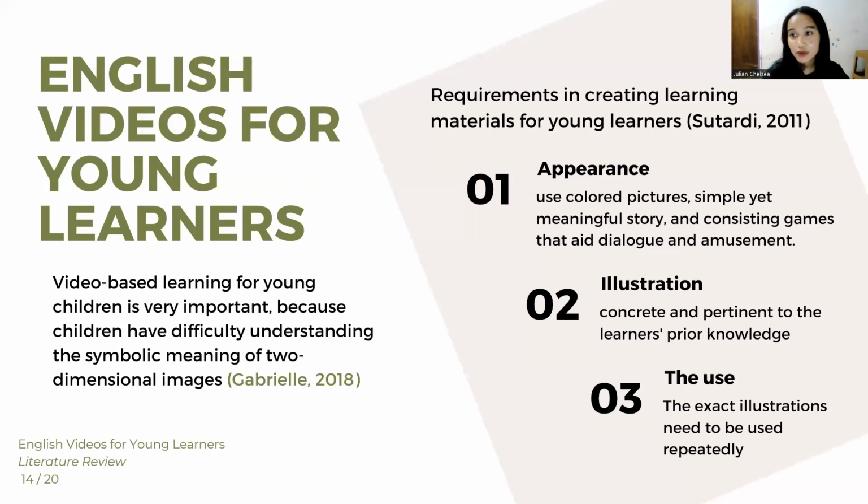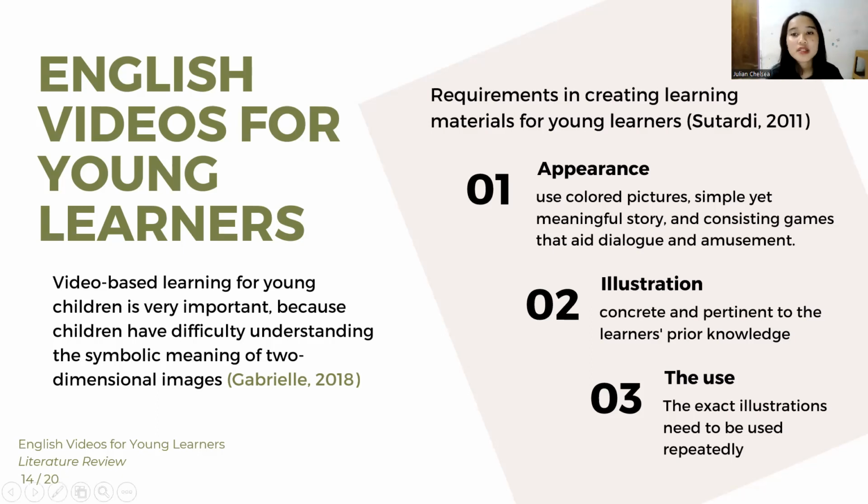And the last term that will be discussed in the literature review being English videos for young learners. Basically, video-based learning for young learners is very important because children have difficulty in understanding the symbolic meaning of two-dimensional images. That's why they need an illustration to help them understand the materials. And there are some requirements in creating learning material for young learners, according to Sutardi in 2011.